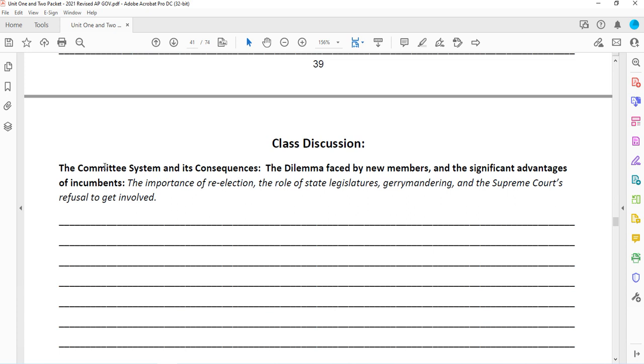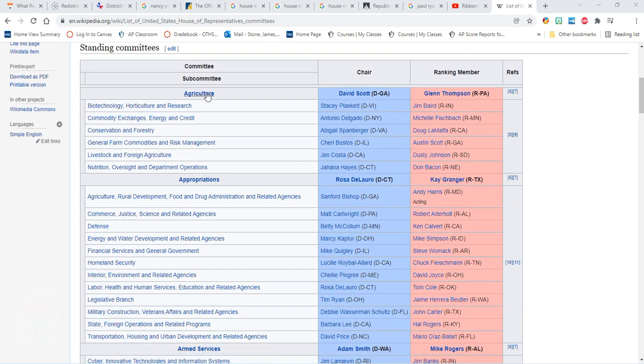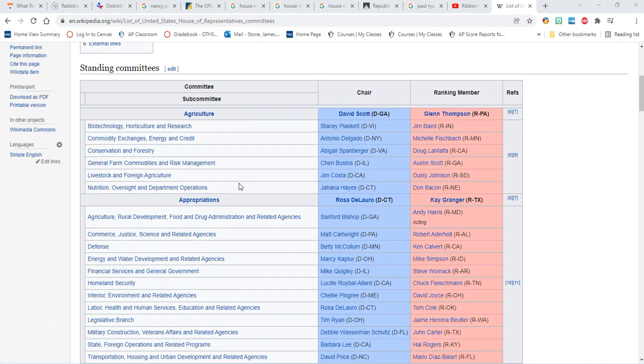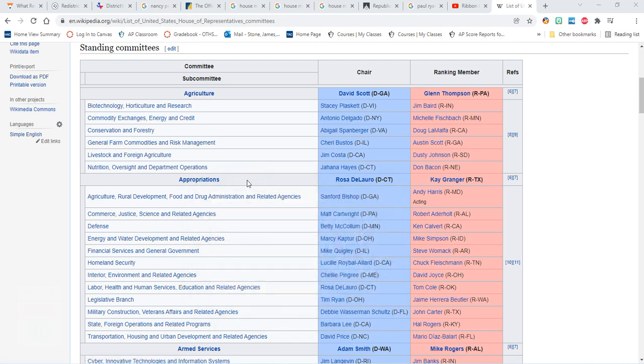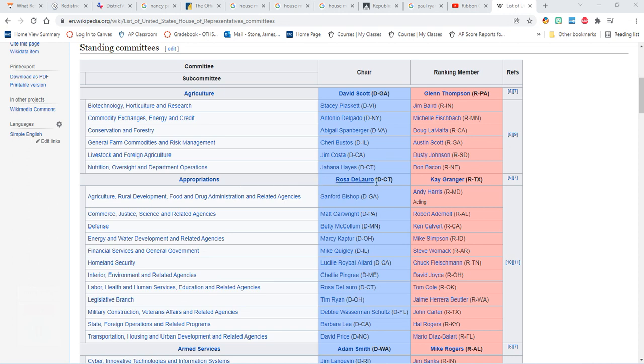So we already kind of talked about this, but this is titled The Committee System and Its Consequences. So here's the big picture. If you've been paying attention in the class, this should look familiar. This is the list of congressional committees. And every one of these people that chairs the committee has a tremendous amount of power over that particular policy area. And some committees are really good ones to be on, like appropriations. Appropriations means spending. To get on a committee, you have to get elected several times to where you have the kind of experience to where you're considered valuable to the party.